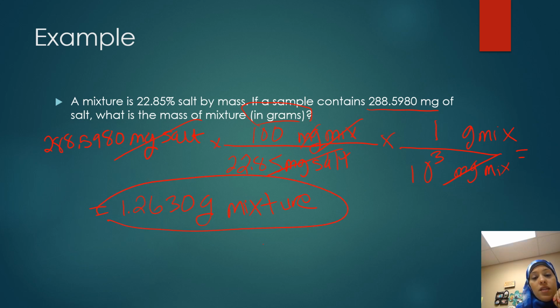Okay, and the next thing that we want to make certain of is conceptually, yeah, the grams of mixture should have been more than the grams of the part, and that makes sense because remember guys, this is not 288.5980 grams, it's milligrams, which is about what? Exactly 0.288598 grams. So you see how that is bigger than what you started with, and so again that makes perfect sense. And yes, if you did this a different way, let's say that you converted this to grams first and then you used your percentage conversion factor, it would still get you the same answer.